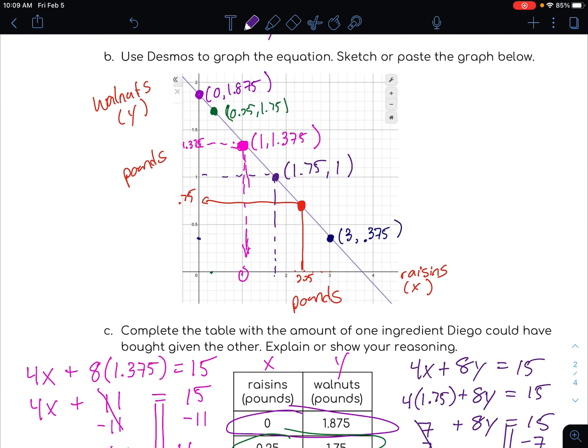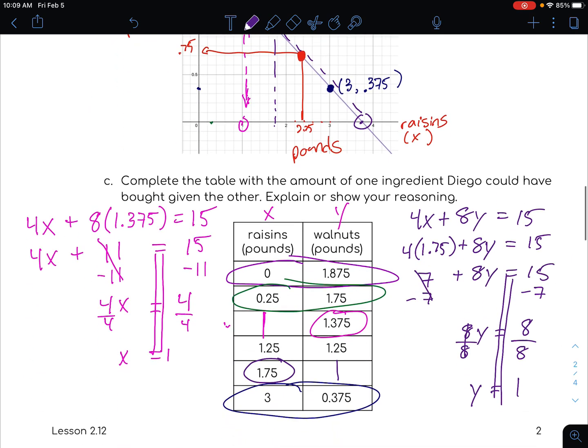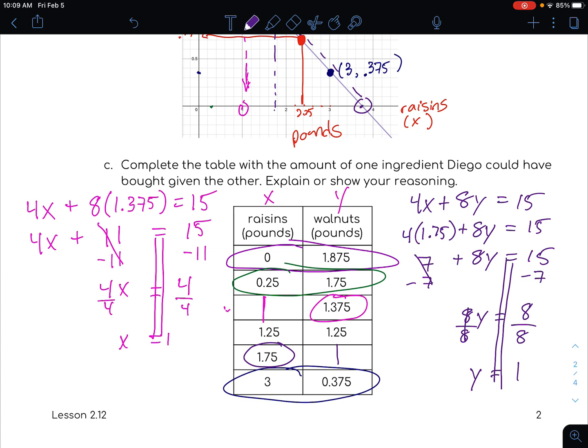All right, so there are so many combinations of raisins and walnuts that would work. Anything between that y-intercept up here and the x-intercept over here, anything along the line between those two would work as a combination. And we have 6 of the combinations right here on our table that could work.